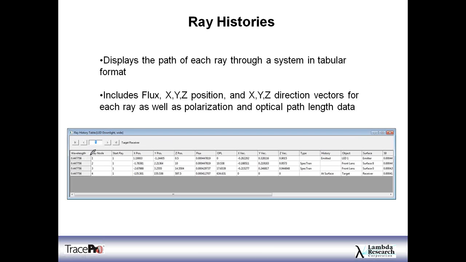So here we see this is ray number 1. It starts out, it's emitted from the LED1 object. Polarization information is here to the right off the screen. But we can see its position, its flux, optical path length is 0. We then go down, it strikes the front lens, so it strikes surface 8 of the front lens, then it strikes surface 0 of the front lens, and then it arrives at the receiver. So you could track each and every ray, see what the optical path length is, see what the flux is at any point in your model for any ray.